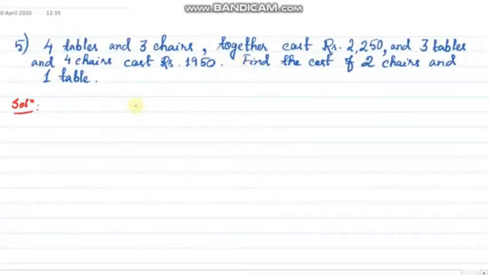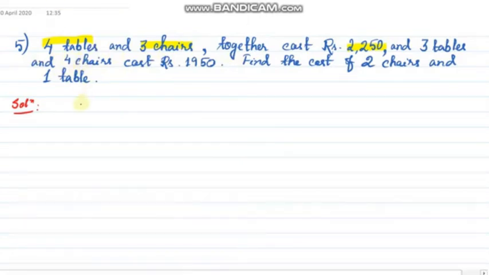Hello everyone. In this video, I am going to discuss some more problems on simultaneous linear equations. So just check this problem. It's saying that 4 tables and 3 chairs together cost rupees this. I have a highlighter so I can do it. In the exam, please make sure you underline this part so that when you do the sum, you won't make any mistake.